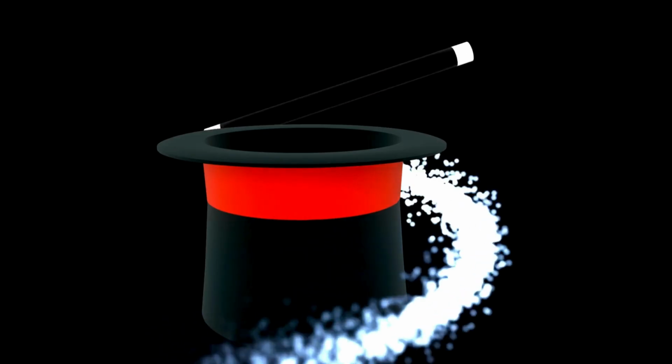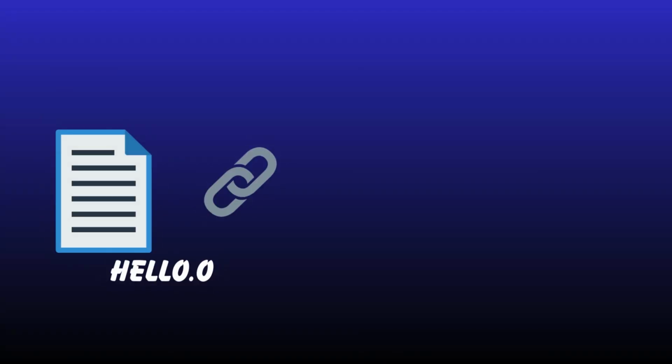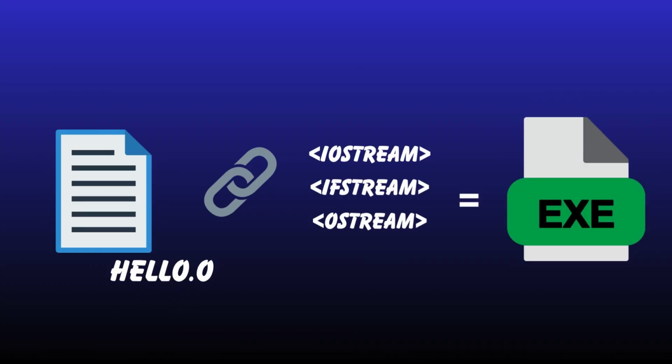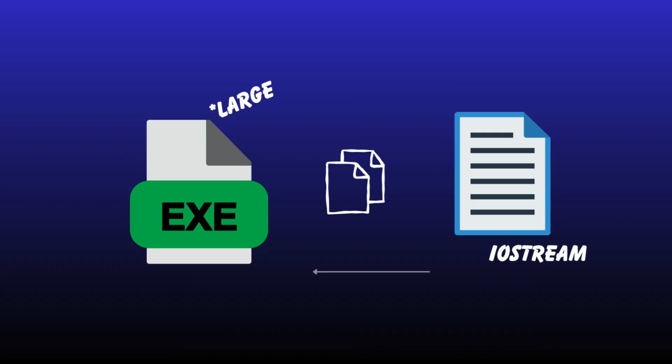Last but not least, linking. This is where the magic happens, or breaks. The linker takes your .o or .obj file and any libraries and resolves all those undefined symbols, and combines them into one executable file. There are two types of linking: static linking and dynamic linking. Static linking copies library code into your executable. This makes the file bigger, but self-contained.